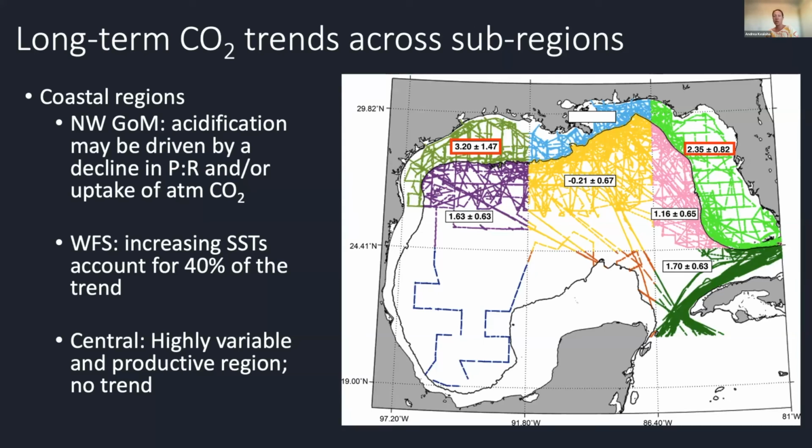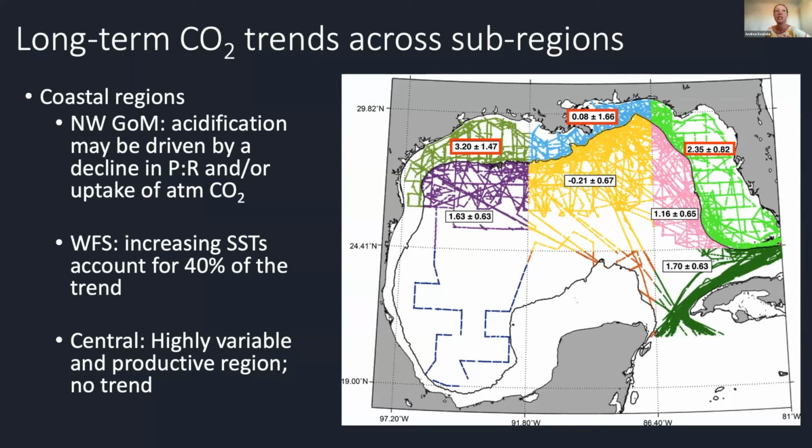On the West Florida shelf, we see increasing sea surface temperatures that can account for approximately 40% of the increasing pCO2 trend of 2.35 microatmospheres per year, and the rest we can attribute to uptake of anthropogenic carbon. And then in the north central Gulf of Mexico, we see the same thing as the open ocean central region. No significant long-term trends in SST, salinity, or CO2.